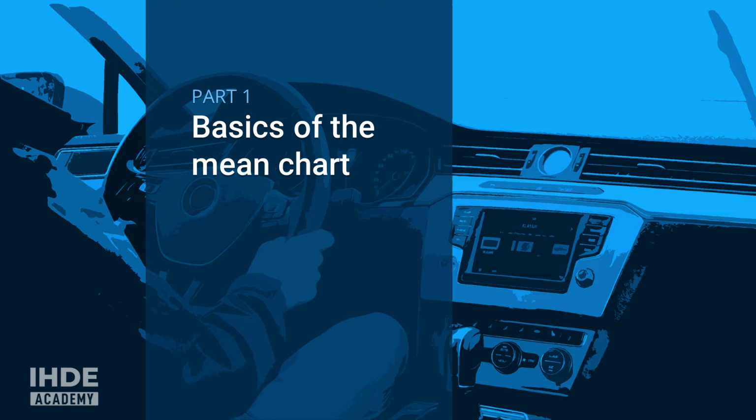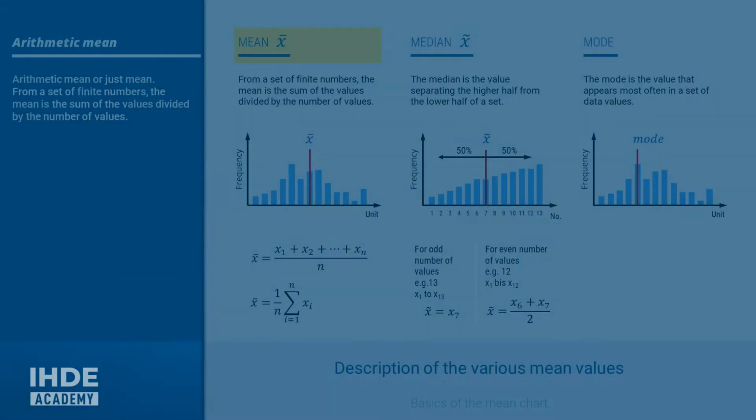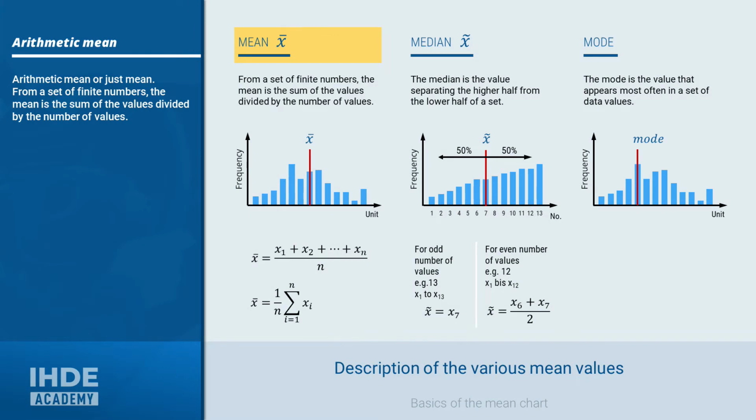Let's start with the basics of the average chart. As a practical example, we take this tried and tested piston again. The product characteristic to be monitored is the nominal diameter of 60.1 mm. When we talk about the mean, we mean the arithmetic mean. This is probably the most well-known mean and is calculated from the sum of all values divided by their number.